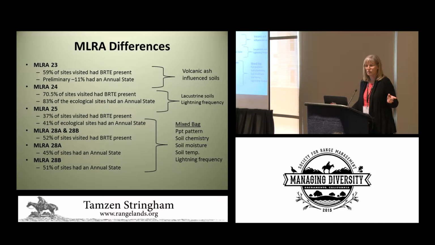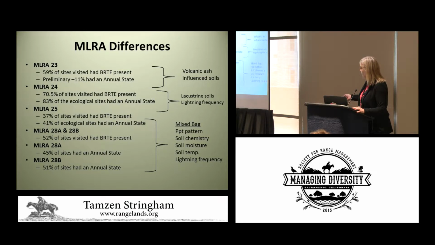Okay? That area just is not resilient. If you have a Wyoming sagebrush type in MLRA 25, it is more resilient. I'm not going to tell you you're not going to have cheatgrass, but your opportunities are greater for restoration. So in 25, 37% of the sites had Bromus tectorum present. Big difference between 24 and 25. 41% of the ecological sites had an annual state. Different place.